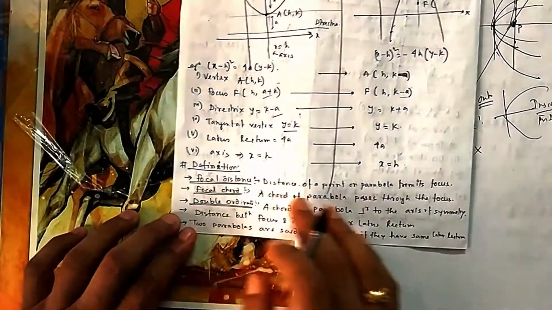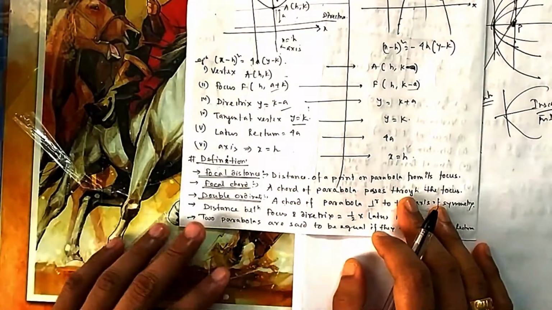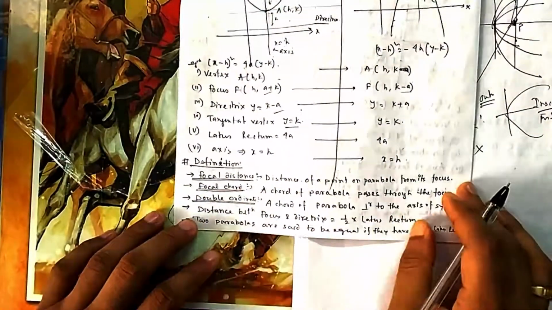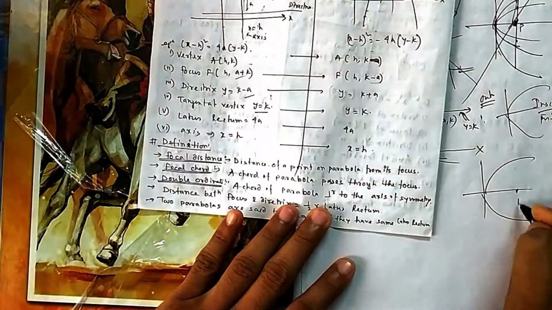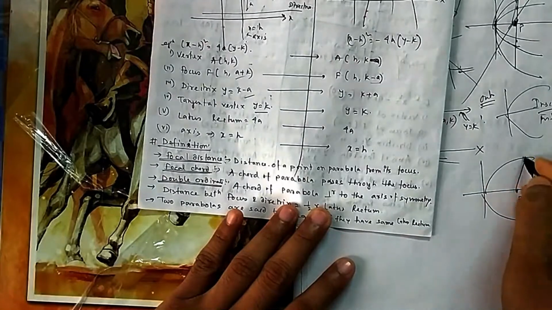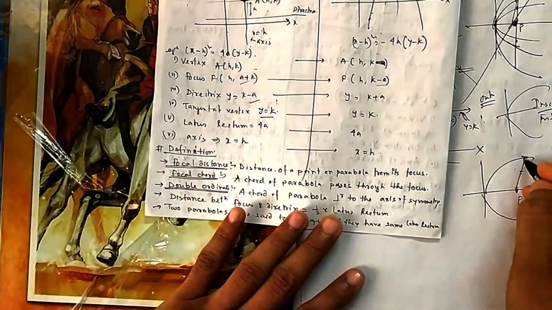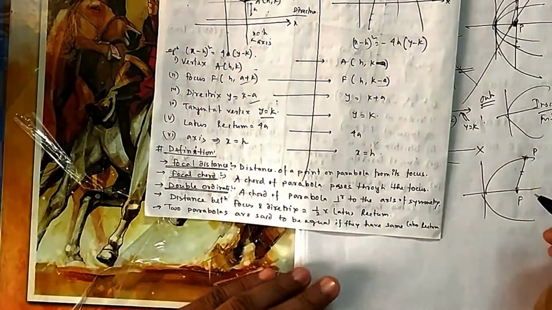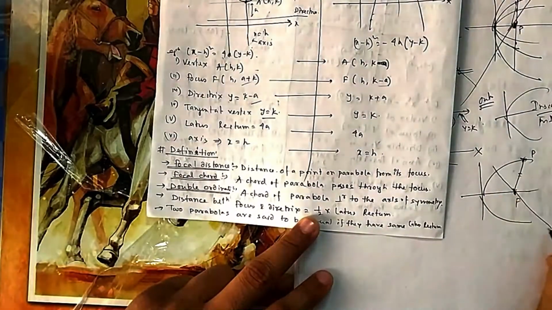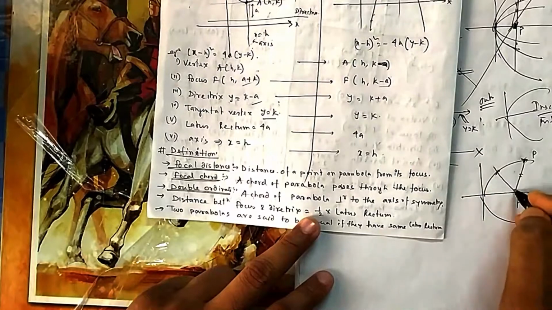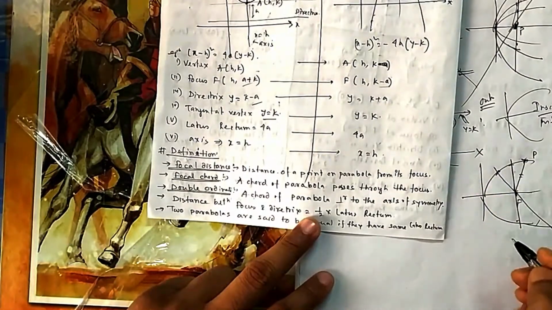Now some definitions in parabola are important. What is focal distance? The distance of a point on the parabola from its focus. Suppose you have a parabola and a focus. You take any point; the distance from that point to the focus is known as the focal distance. What is a focal chord? I told you, any chord that passes through the focus is known as a focal chord. All these chords are known as focal chords.